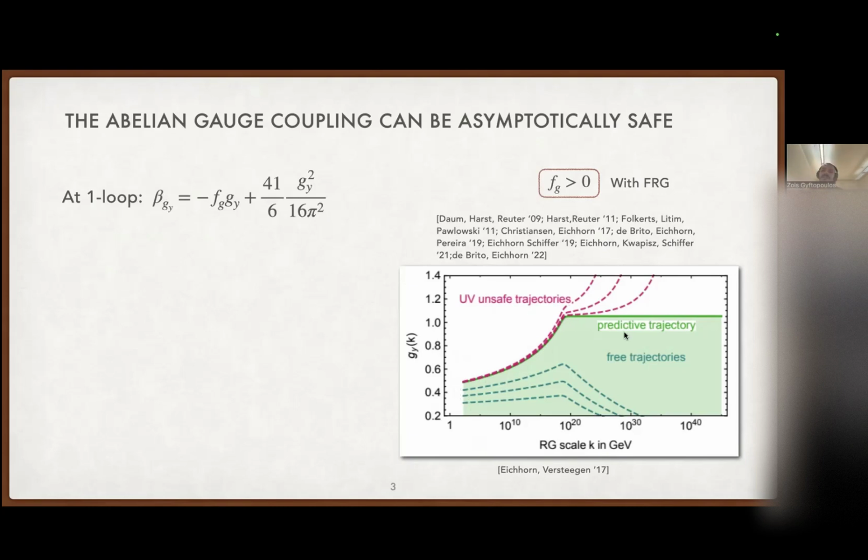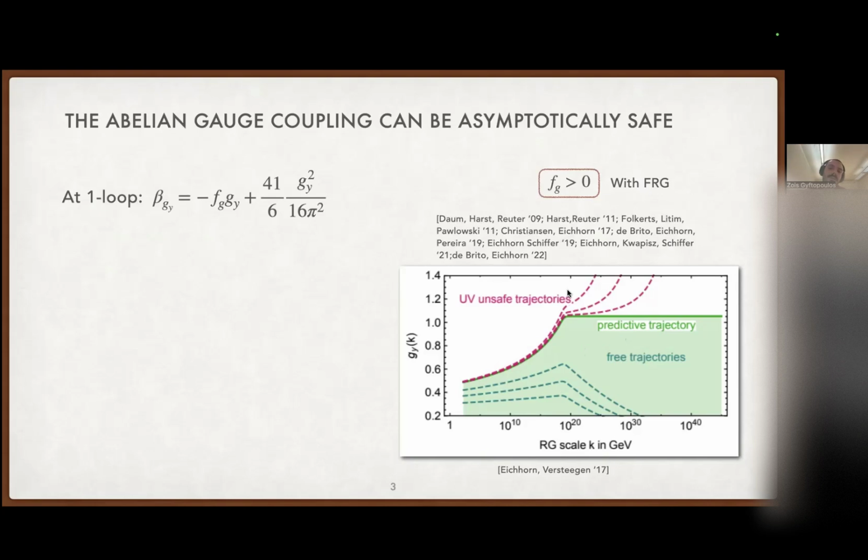Here you can also see different trajectories. If you are in a trajectory below this critical trajectory, which is the asymptotically safe one, then you are having asymptotic freedom. Or if you are above it, then you're hitting a Landau pole.